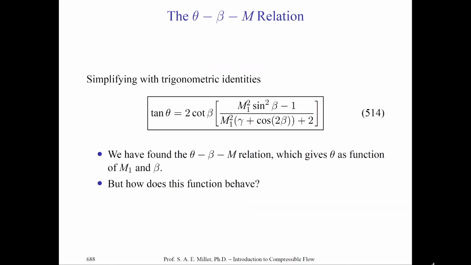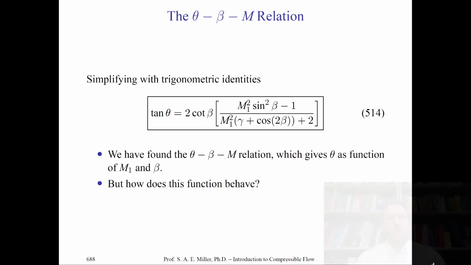Now, we can simplify this equation with trigonometric identities, which I'll let you try for yourself as an exercise. And I've boxed this equation because it's extremely important. It's the tangent of theta goes as 2 cotangent beta times the quantity M1 squared sine squared beta minus 1 over M1 squared times the quantity gamma plus cosine 2 beta, plus 2.